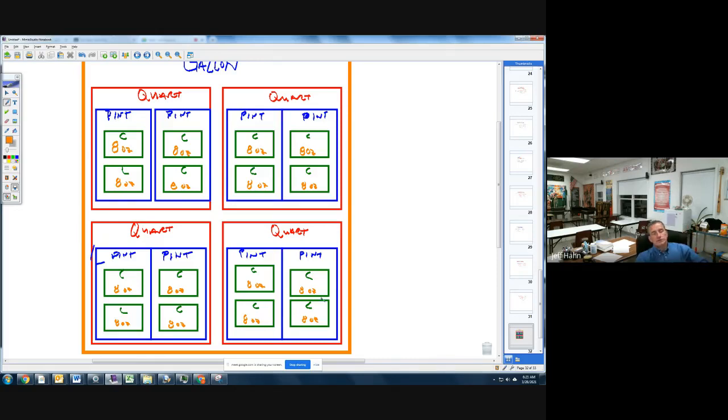So that's a lot of ounces in a gallon. I guess if you took 16 times 8, what would you get? 128. There's 128 ounces in a gallon.